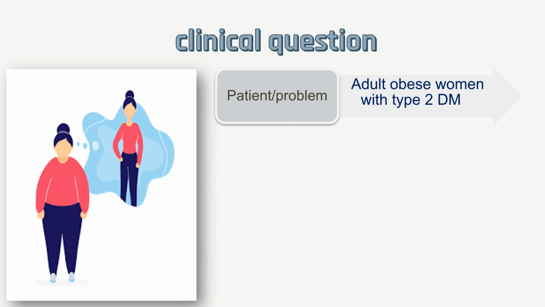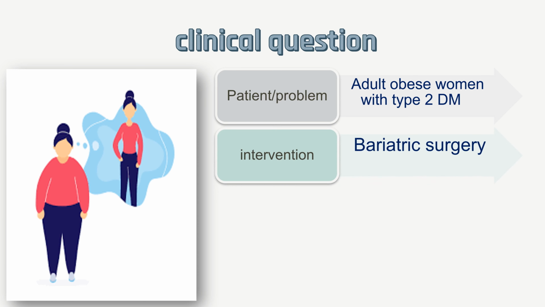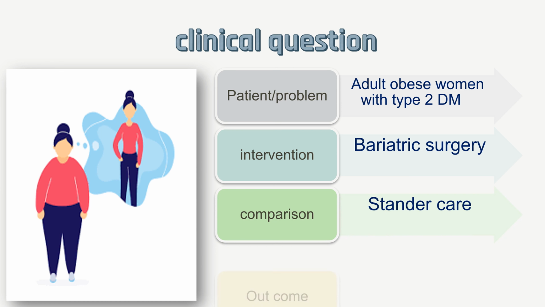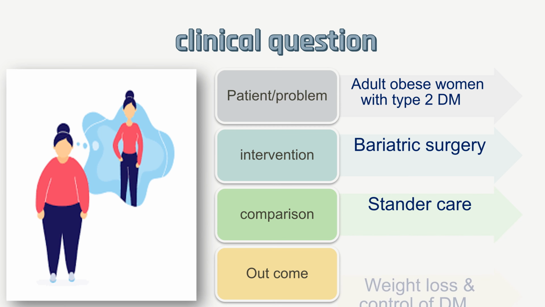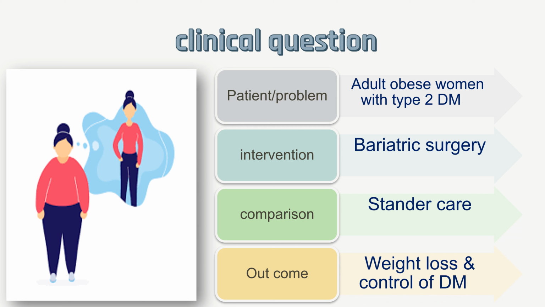Patient or problem was adult obese woman with type 2 diabetes. Intervention was bariatric surgery. Comparison was standard care. And outcome was weight loss and control of diabetes mellitus. So, our PICO clinical question was: in patients with type 2 diabetes and obesity, is bariatric surgery more effective than standard medical therapy at increasing remission of diabetes mellitus?